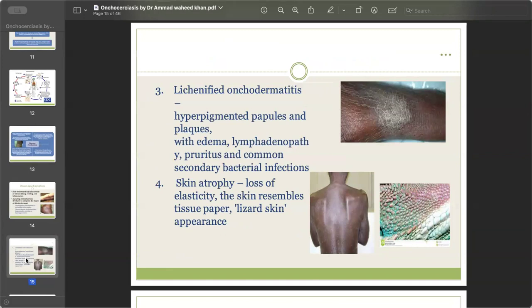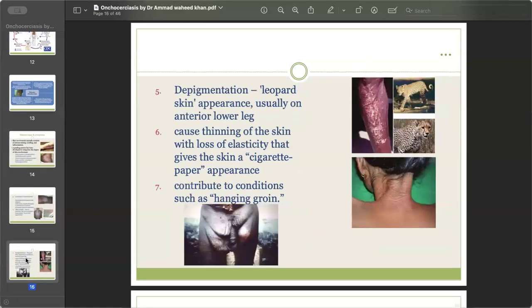The fourth one is skin atrophy, loss of elasticity. The skin resembles tissue paper, with a lizard skin appearance. Fifth is depigmentation, leopard skin appearance, usually on the anterior lower leg, causing thinning of the skin with loss of elasticity that gives the skin a cigarette paper appearance. It contributes to conditions such as hanging groins.